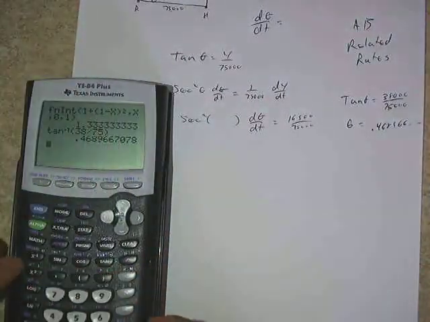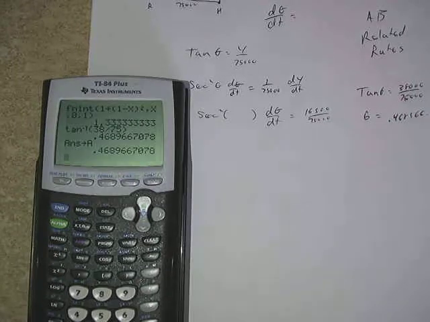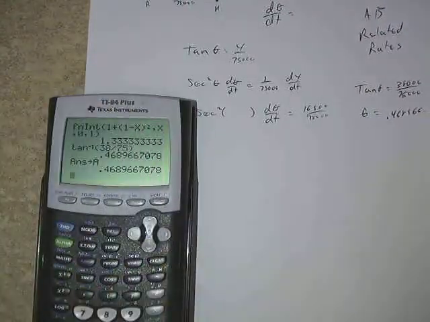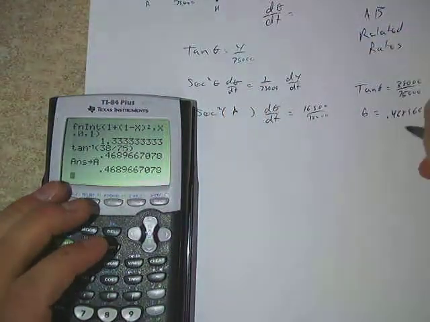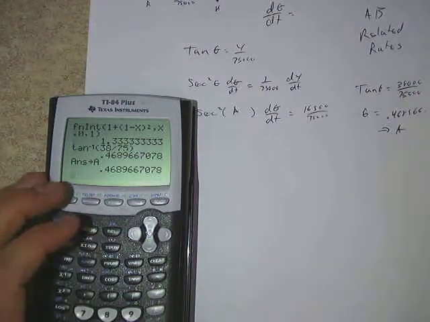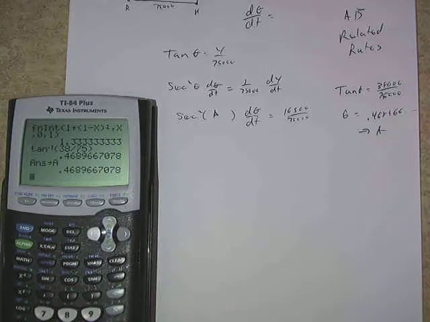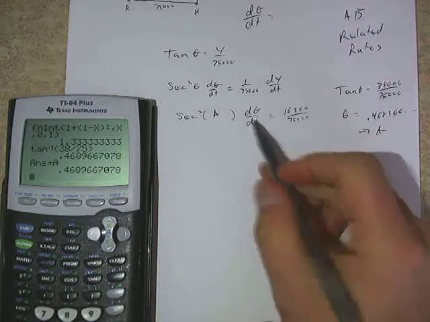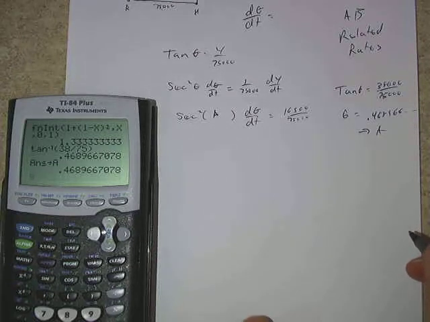So 38,000, I'm just going to do 38 over 75, just get the zeros. So we get 0.4689666, etc. I'm going to store that because I'm going to use that over here in a minute. I always do the storing part so that we don't have to retype that in and get a rounded answer that's not correct. So ultimately our theta is that. So I'm just going to call it A at this point because I stored this in A.